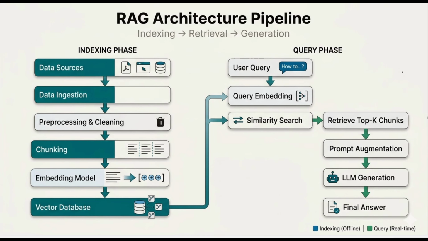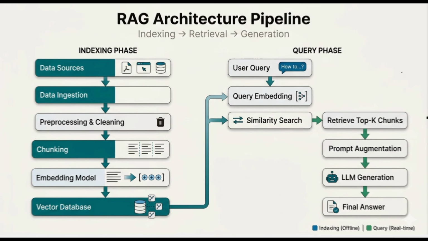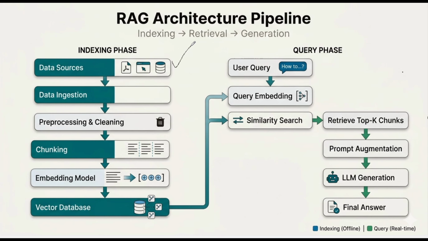So let's understand this architecture diagram. Data sources. These can be PDFs, websites, documents and databases, etc. Then we go into data ingestion. This just means collecting all the raw data into a pipeline so we can process it consistently instead of dealing with dozens of formats manually.